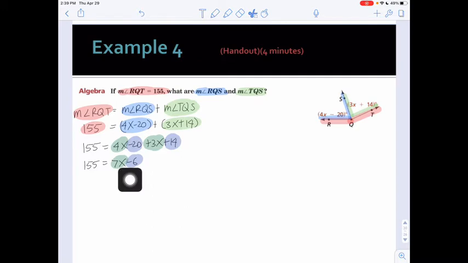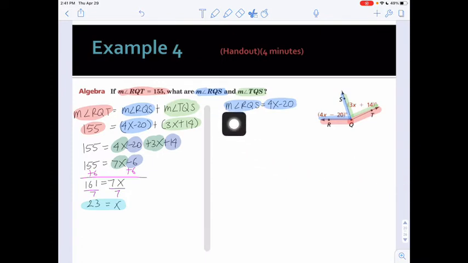Now our goal is to get x all by itself. We can do this by adding 6 to both sides. Negative 6 plus 6 is a 0 pair. 155 plus 6 is 161. Now we have 7 times x, so to get x by itself, we're going to divide both sides by 7. 7 over 7 is 1, so we have 1x, or just x. 161 divided by 7 gives us 23. So we now have x equals 23.